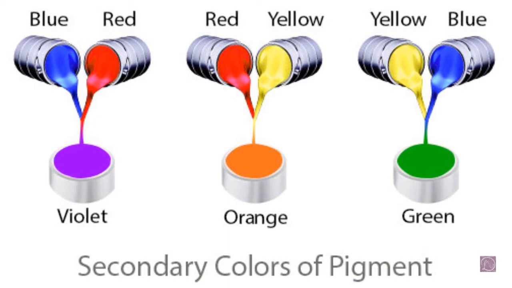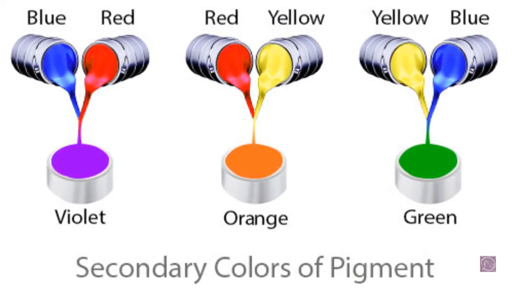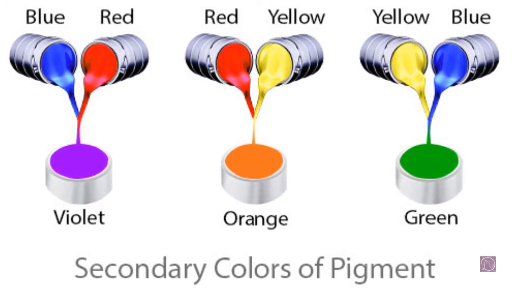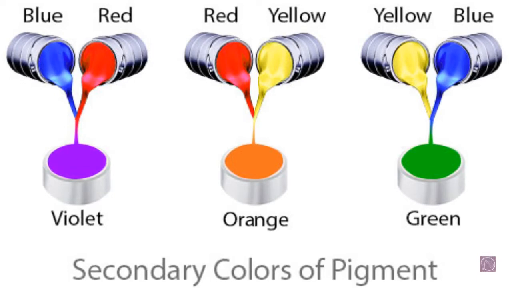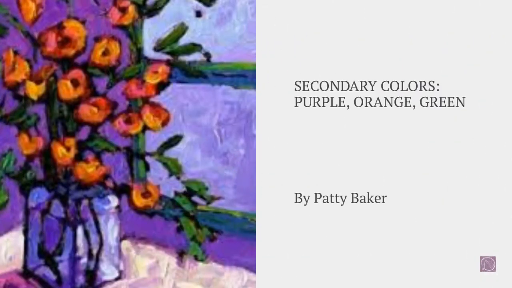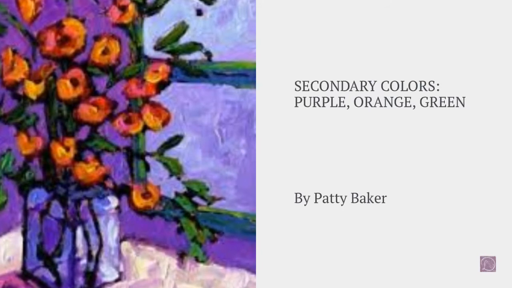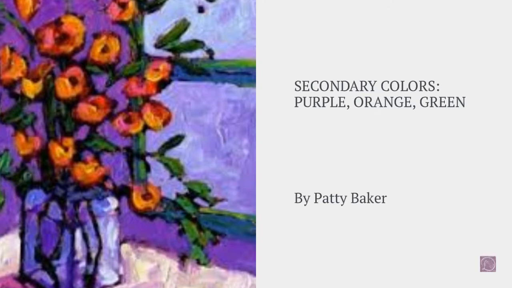When we mix our primary colors, we create secondary colors. Blue and red will make a violet or purple. Red and yellow together make orange, and yellow and blue create green. Here, artist Patti Baker has used secondary colors in her beautiful painting. There's purple, orange, and green. What do these colors make you feel when you see them together?